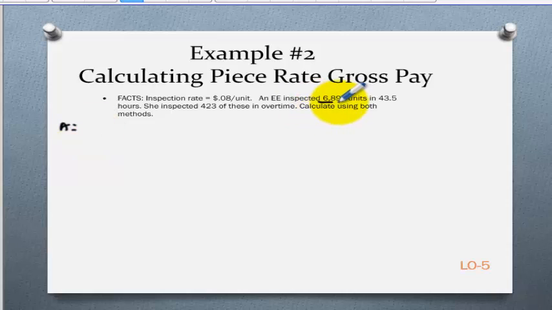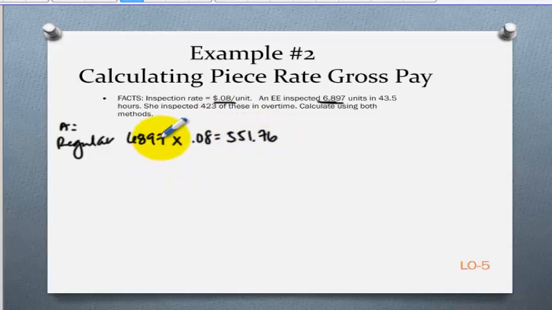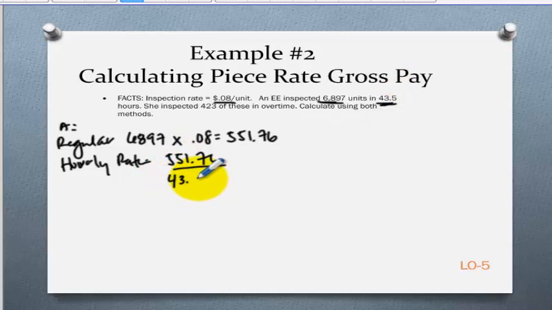So first, again, we're going to use method A. And so here we're going to use all units. So we'll figure out her regular pay, 6,897 units, all units, so what she made in regular time and overtime. So 6,897 times her 0.08 a unit gives me $551.76. So then I can calculate the hourly rate by taking 551.76. How many total hours did she work? 43.5. So 551.76 divided by 43.5, sorry, it is 12.68.